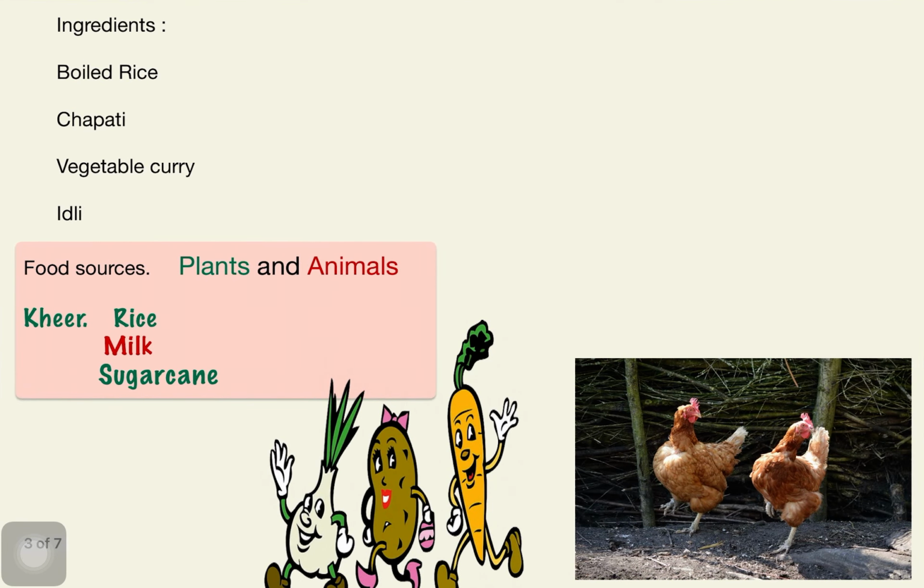Now next thing is ingredients. What are ingredients? The materials which we need to make a food are called ingredients.